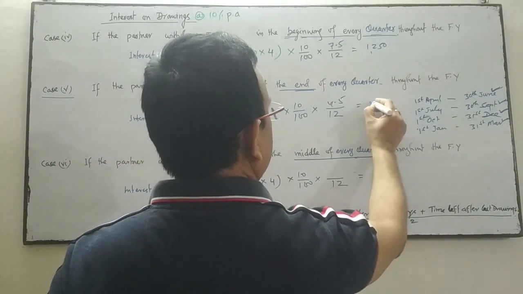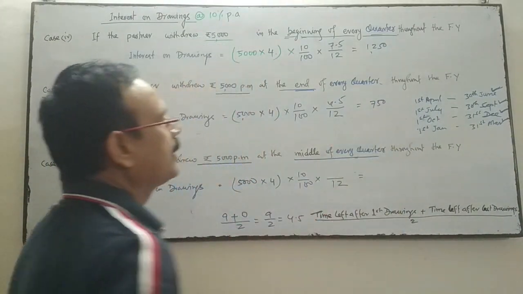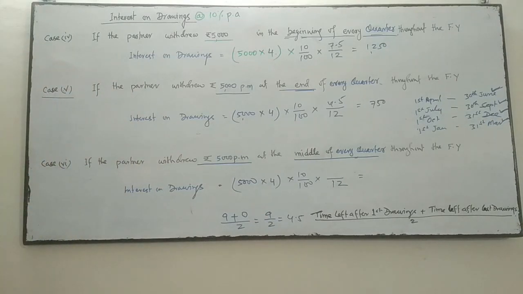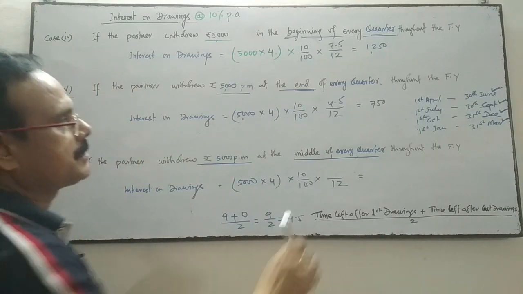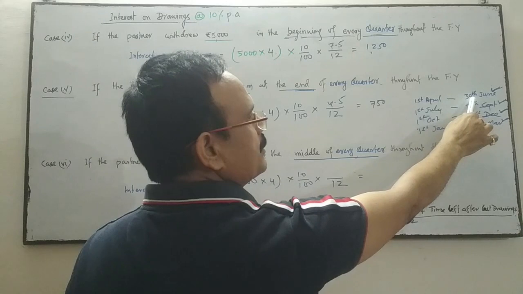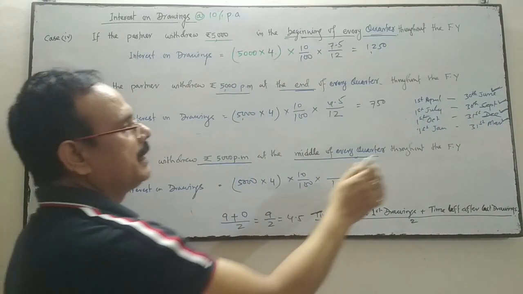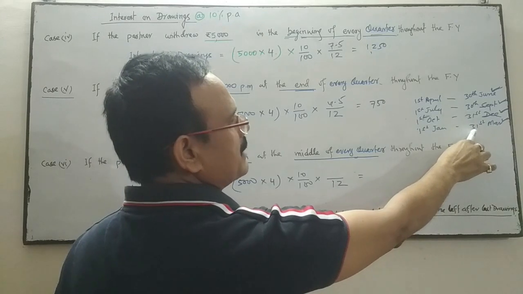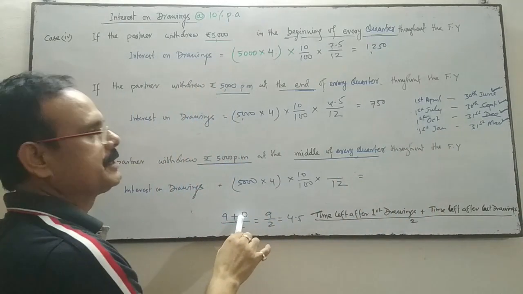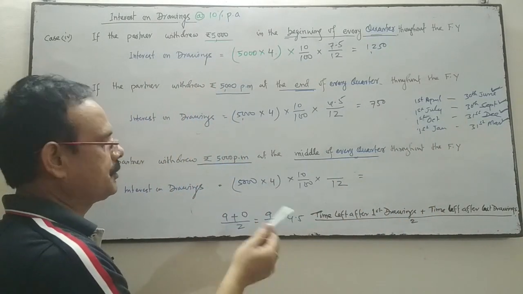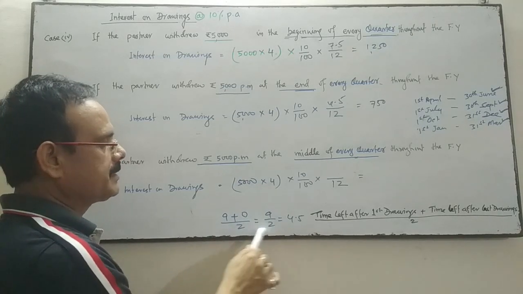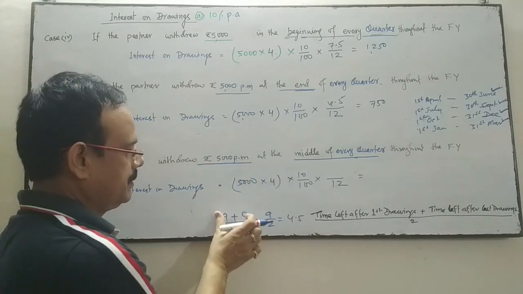So the interest will be 750. The first amount is withdrawn on 30th June, so 30th June to 31st March is 9 months. The last drawing of that quarter is 31st March, so it's 0 months, 31st March to 31st March. To find out the average, it is 4.5 months.